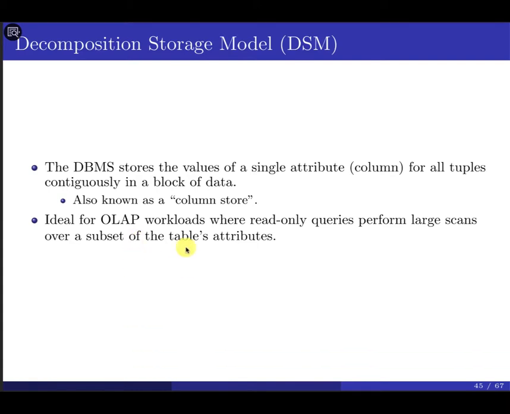So we claim this one is ideal for OLAP. Because in OLAP, you're going to access only a portion of the data, and you're going to perform read-only queries, which perform the largest scans over a subset of the data. So not all of the columns. For example, I'm interested in the user ID and the last one. Or maybe the host name and, say, the last login. Only two columns of the whole data.